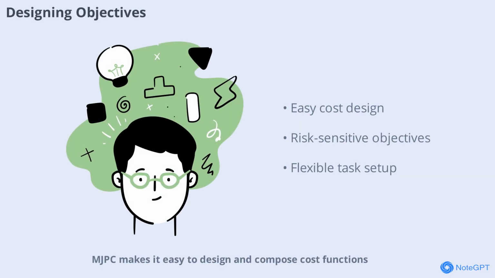MJPC makes it easy to design and compose cost functions which define the objectives for your control tasks. With convenient utilities for specifying weights, norms, and residuals, users can quickly set up tasks that reflect their research goals. The system also supports risk-sensitive costs, allowing for nuanced control over behavior under uncertainty.